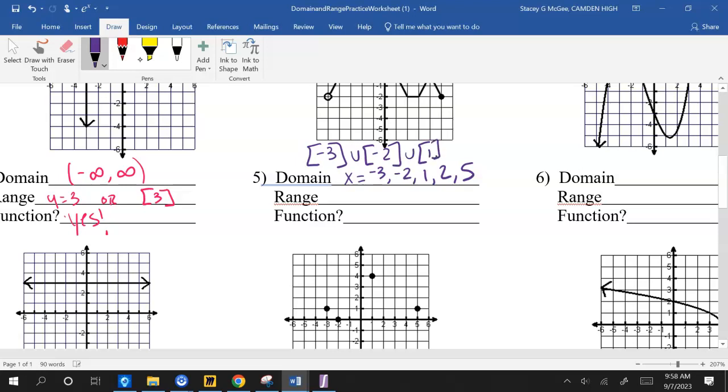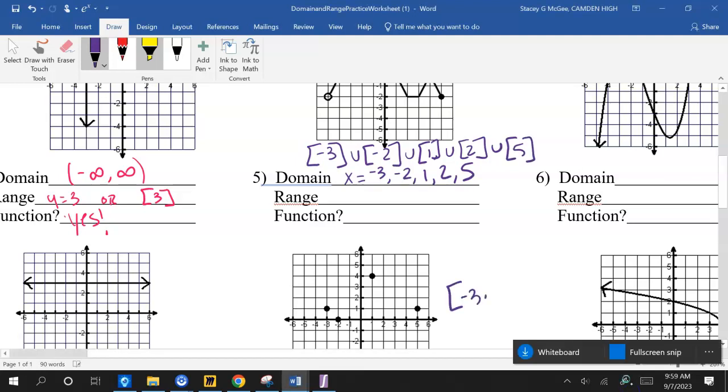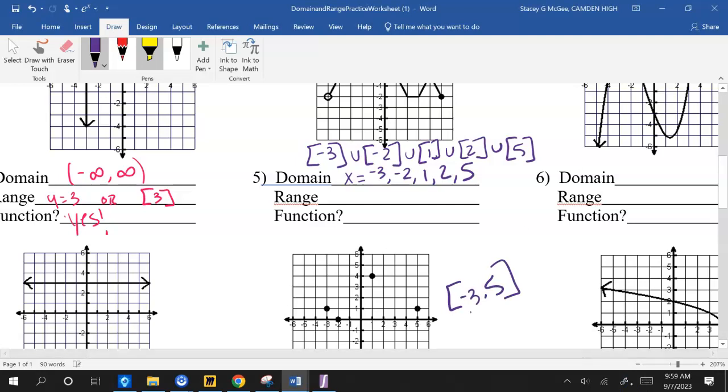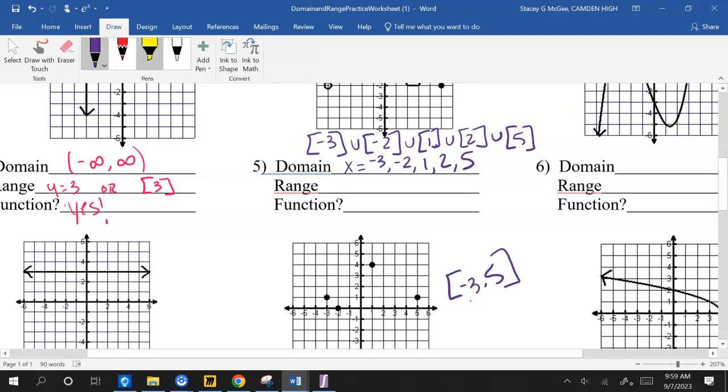Well, because it doesn't include everything between those two values. You see what I'm saying? When you say, and hold on, I'll show you. If I were to say negative 3 to 5, that would mean that x could be negative 3, it could be 5, and it could be every single thing in between. But if you get to negative 1, look, there's nothing that goes with it. Or even negative 2.5, there's nothing that goes with it. So that's why you can't do that.